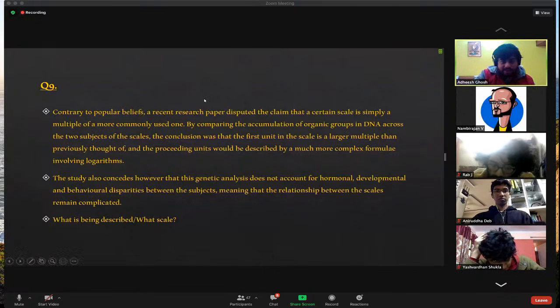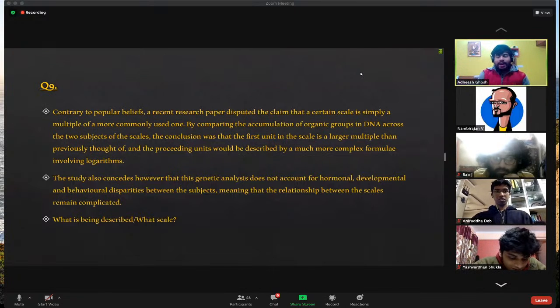Or more people coming in, one second. Right. So, contrary to popular beliefs, a recent research paper disputed the claim that a certain scale is simply a multiple of a more commonly used one. So, they basically compared the presence of certain organic groups. They looked at methyl groups in DNA across the two subjects of the scales.